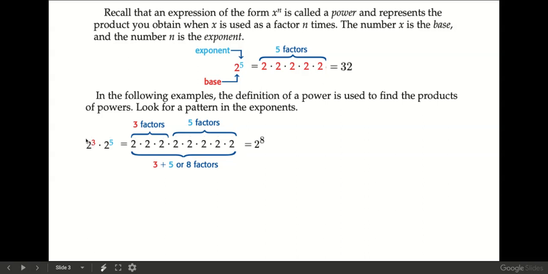You can see that we added the exponents, right? Let's look at another one.